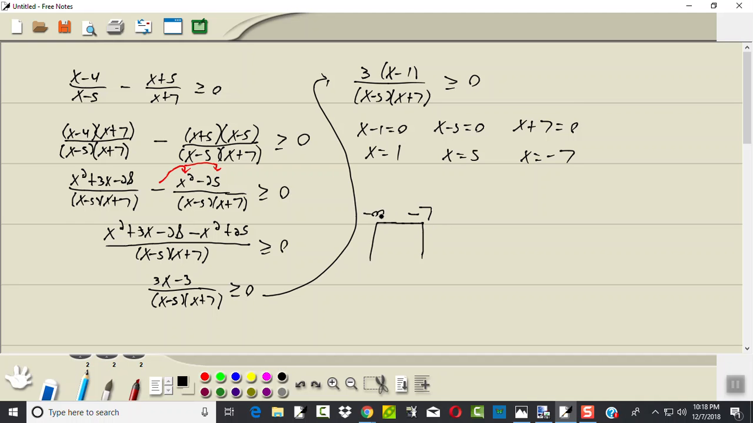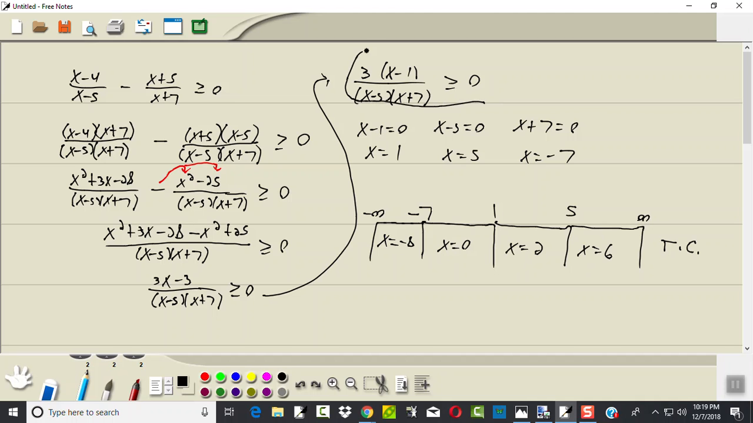Now we start off negative infinity goes to our smallest one. Our next one is 1. Our next one's 5, and then clear over here is positive infinity. And we want to pick test cases. Something between negative infinity and negative 7, like negative 8. Something between negative 7 and 1, like 0. Something between 1 and 5, like 2. Something greater than 5, like 6. And we want to plug these into our inequality and see which ones are true.